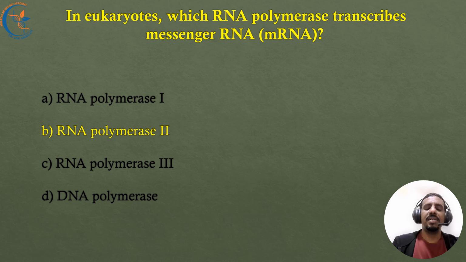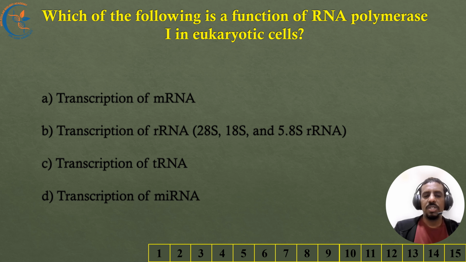All right, the correct answer is RNA polymerase 2. RNA polymerase 2 is responsible for transcribing messenger RNA in eukaryotic cells. All right, let's move on. Okay, next question. Which of the following is the function of RNA polymerase 1 in eukaryotic cells?